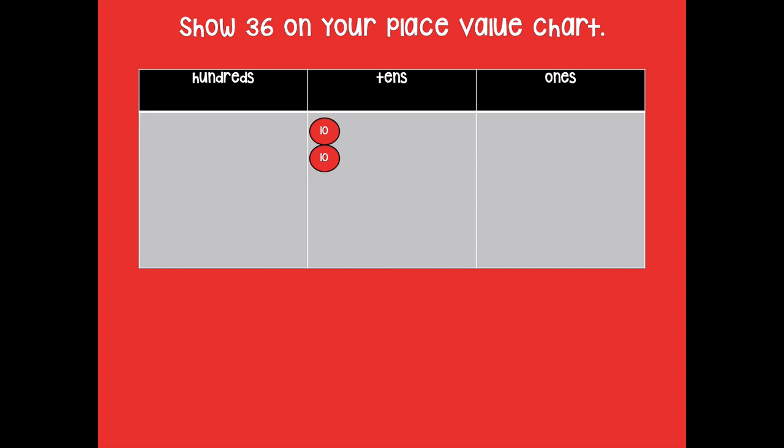So 10, 20, 30, 31, 32, 33, 34, 35, 36. And notice how I made my place value just vertically, and they're in groups of 5 in the ones place. All right, so now on your place value chart, I want you to show 1 more. All right, so here's what I came up with. There's 1 more.